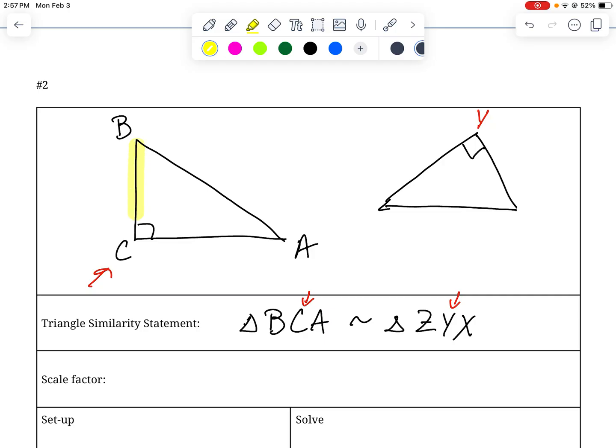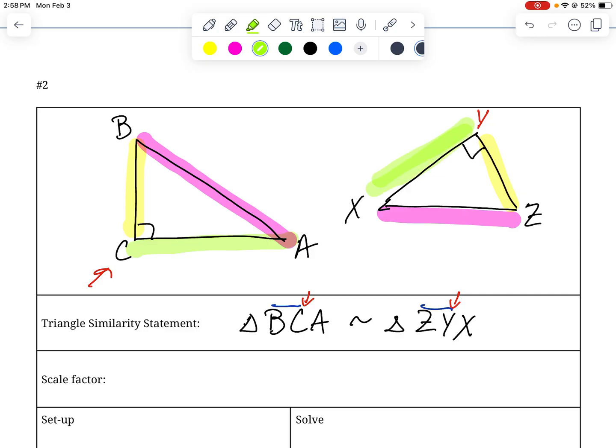I know that B to C is my shorter side, so this must be the shorter side there. Well, what does B to C match up with? BC aligns with ZY, so that is my Z, and that means this is X. AB, or BA, the first letter and the third letter, aligns with ZX, the first letter and the third letter. C to A should align with Y to X there.